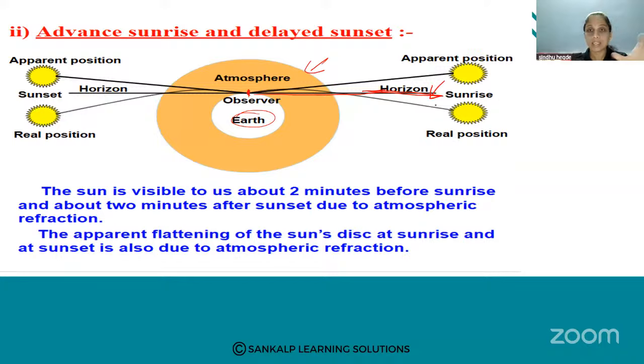Compared to the horizon, we say sunrise and sunset. Actually, our sun is always below this horizon. Once it comes above this horizon, we can say that sunrise or sunset happens, right? See, the sun is visible to us about 2 minutes before sunrise and about 2 minutes after sunset due to atmospheric refraction. So what happens here is that the sun appears to come out of the horizon 2 minutes earlier than the actual time.